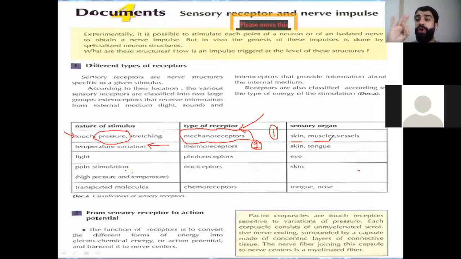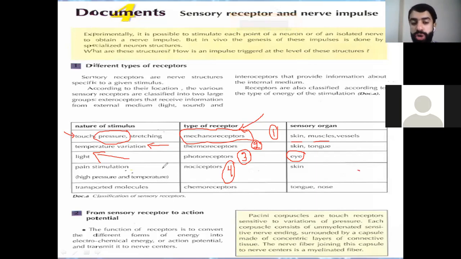Photoreceptor is the third type. It responds to the stimulus regarding the light, in the form of light, and mainly the sense organ is the eye, since the eye is responsible for observing the light. The fourth receptor is called the nociceptors. Nociceptors are for the stimulation that causes pain. Pain is caused by stimulation like high pressure or high temperature, for example hitting someone or slapping them. This is a high pressure, so this will lead to pain at the level of the nociceptors, while high temperature is also at the nociceptors, mainly in the skin.